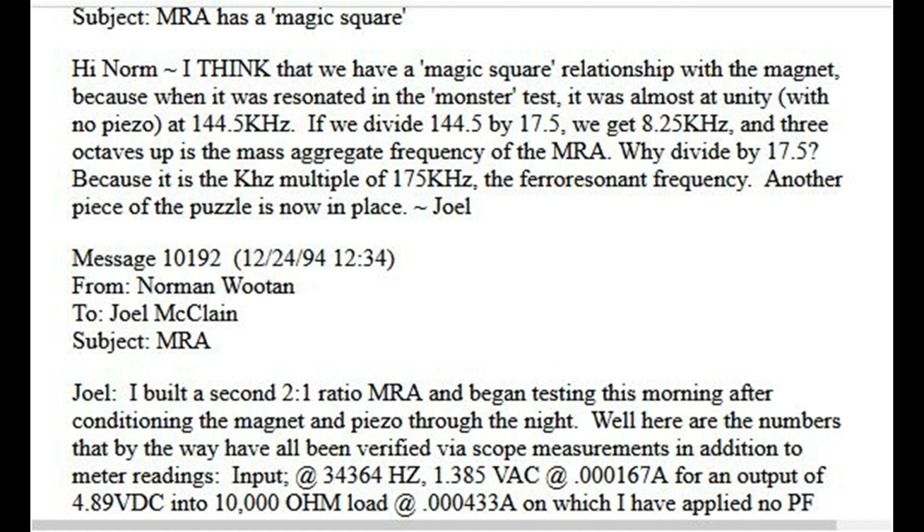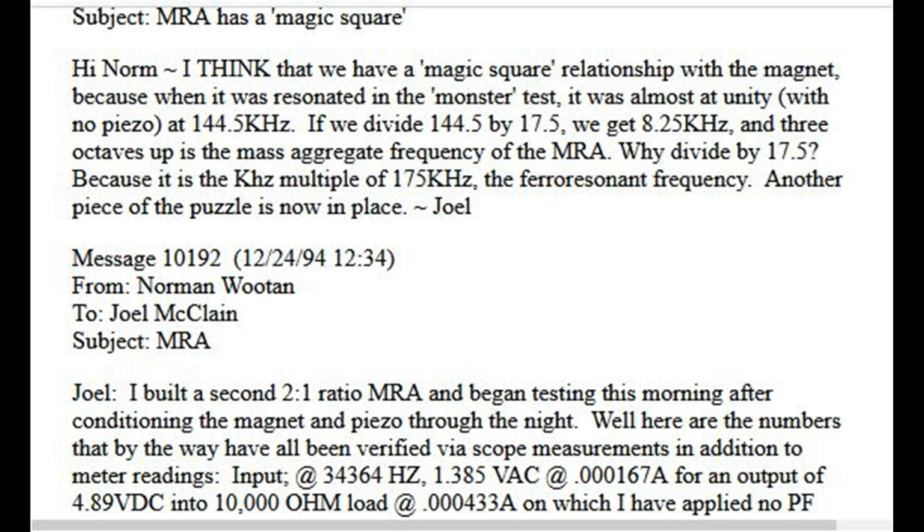Hi Norm. I think that we have a magic square relationship with the magnet, because when it was resonated in the monster test, it was almost at unity, with no piezo, at 144.5 kHz. If we divide 144.5 by 17.5, we get 8.25 kHz, and 3 octaves up is the mass aggregate frequency of the MRA. Why divide by 17.5? Because it is the kilohertz multiple of 175 kHz, the ferroresonant frequency. Another piece of the puzzle is now in place.